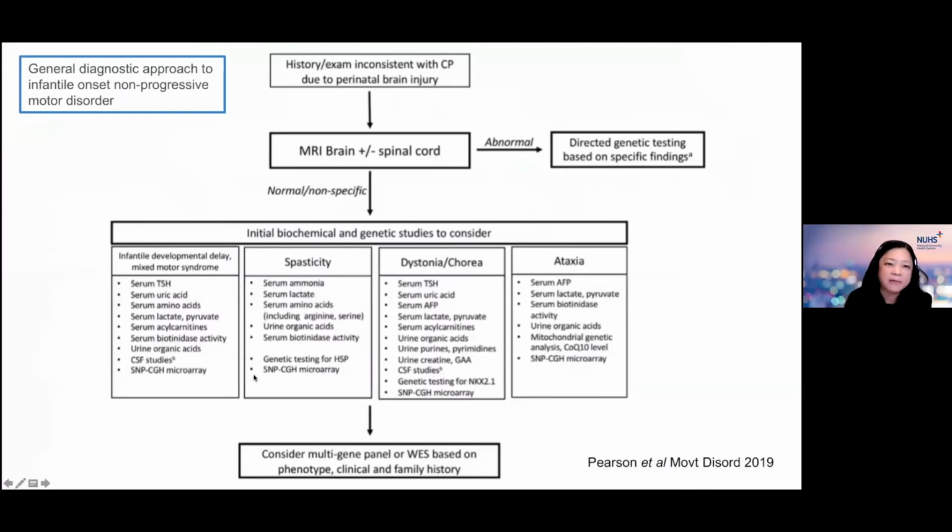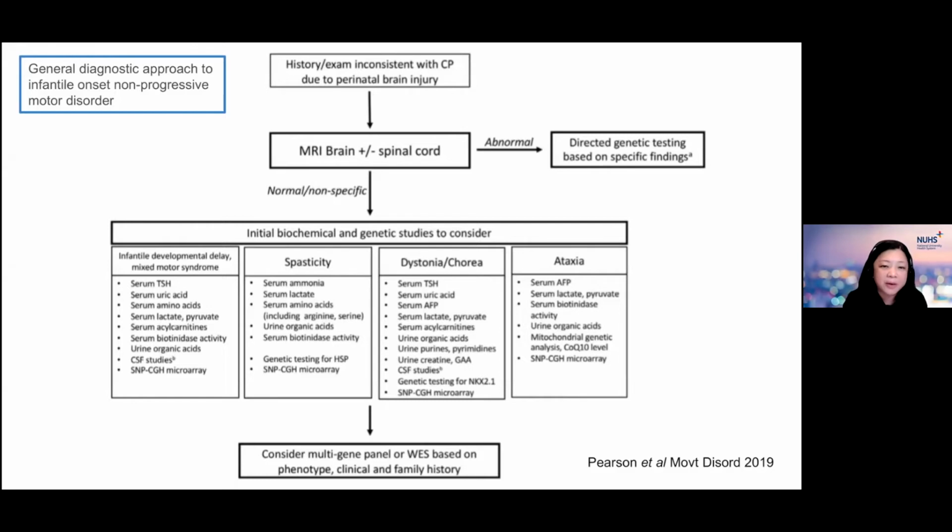If you have a patient that you suspect is a CP mimic, this is a proposed algorithm from Toni Pearson and her group. Usually what we would do as neurologists, very logically, is to do the MRI, and sometimes we might do the spinal cord MR as well if we think that there are cord type symptoms. If the MRI is abnormal, you can go straight ahead to do specific genetic testing based on your findings. So for example, if you found globus pallidus lesions, you would want to look for any of the iron deposition conditions.